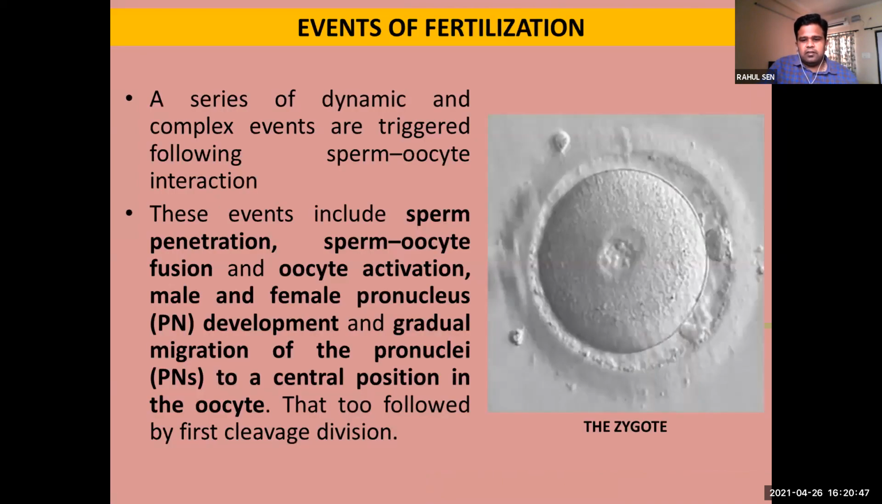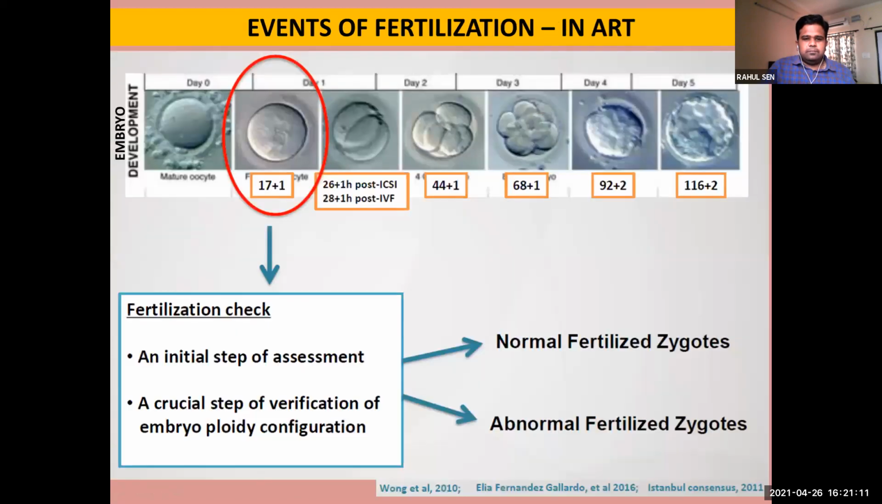As a result of fertilization, the zygote is formed, and the events of fertilization include sperm penetration, sperm oocyte fusion, oocyte activation, male and female pronuclei development, and gradual migration of the pronuclei to the central position of the oocyte, followed by the cleavage divisions.